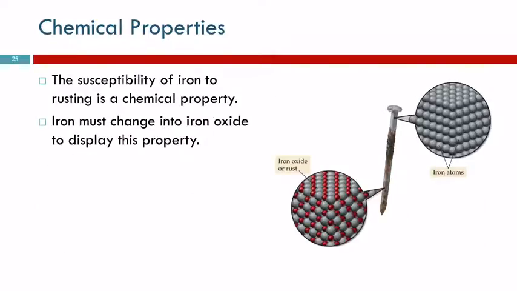Iron, mentioned this one earlier. Here we have an iron nail. In this iron nail, you just have iron atoms arranged in this nice crystalline structure. When it rusts, it combines with oxygen, these little red atoms, to form iron oxide. The structure, the substance of the iron is changed. This is a chemical property.